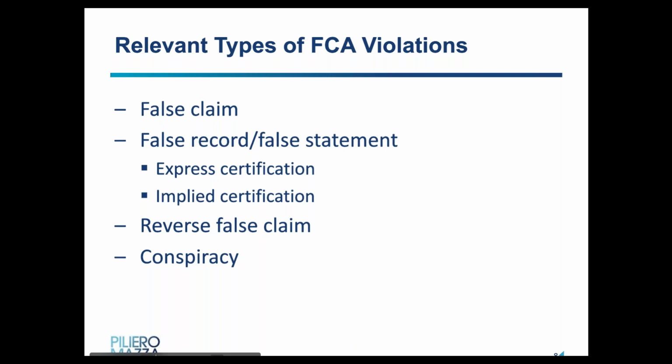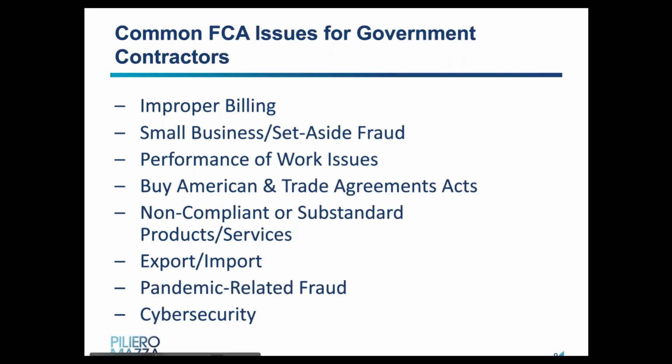A reverse false claim is where the contractor currently is holding money or property owed to the government and fails to return it. And there is a conspiracy to violate the FCA, which is that 2 or more people get together to commit any of the violations listed above. And generally that does require a conscious meeting of the minds and affirmative action.